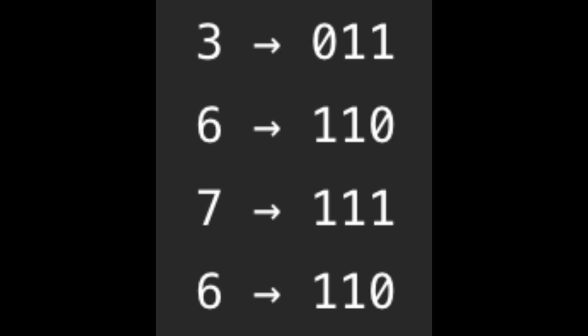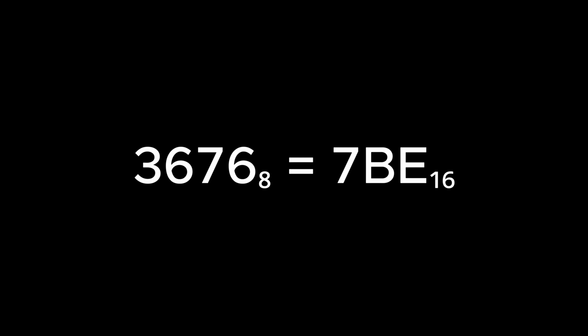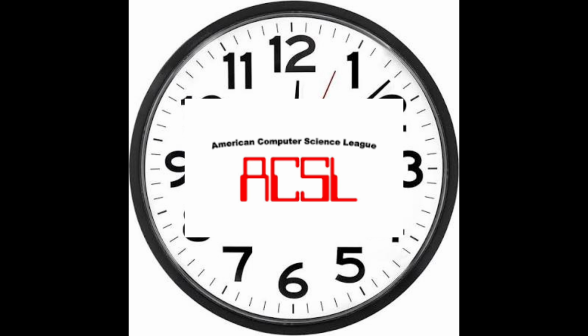Convert every octal digit into 3 binary bits, and then we put them all together in the order they are listed. And now we want hexadecimal. So instead of groups of 3, we're going to regroup all the binary bits into groups of 4, starting from the right. And now we convert each group, so 0111 becomes 7, 1011 is B, and 1110 is E. So 3676 base 8 is equal to 7BE base 16. No decimal conversion is required. This shortcut is definitely worth learning since there are going to be time constraints at the ACSL competition.